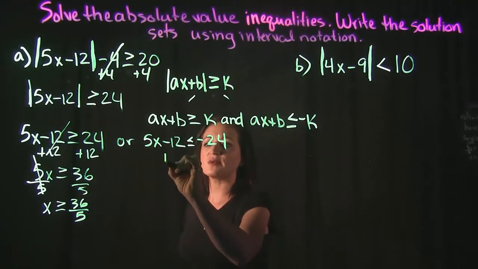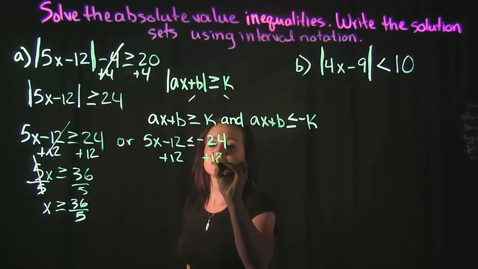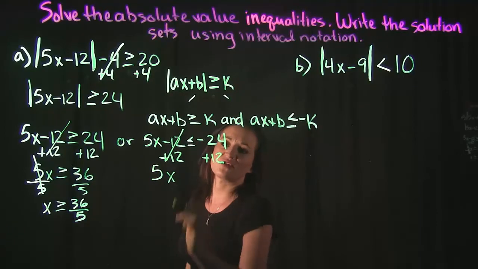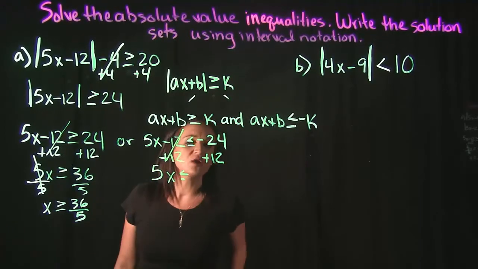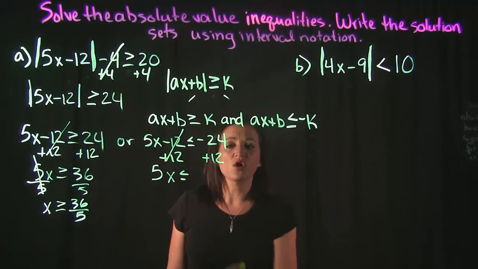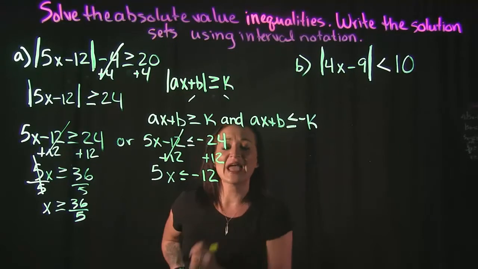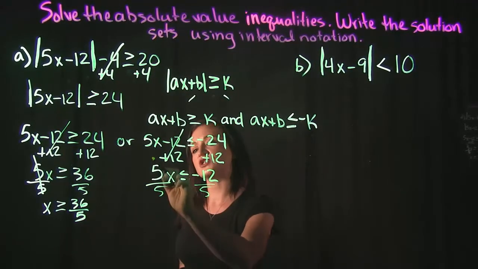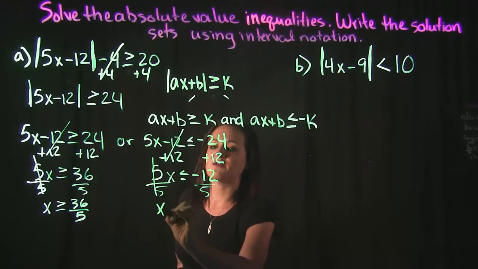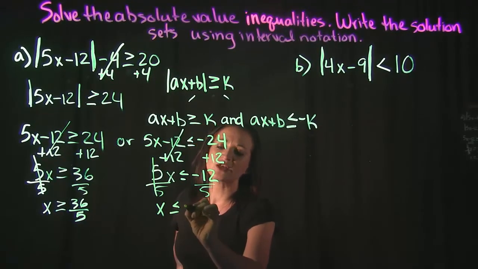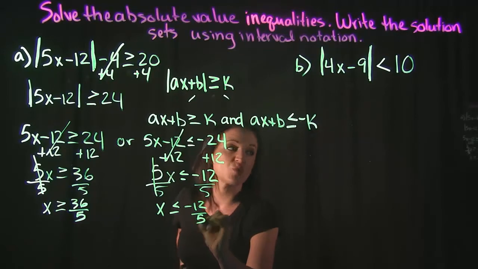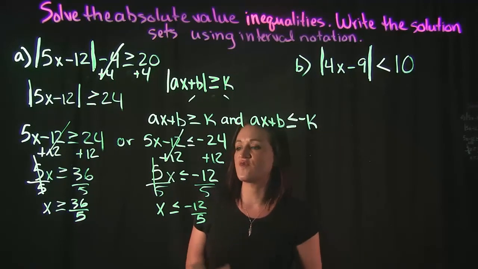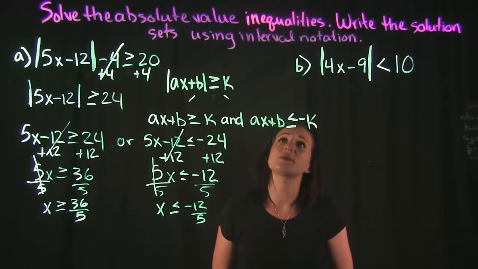For this one here, we would start by adding the 12 to both sides. Negative 12 plus 12 is going to cancel, so we drop down the 5x, less than or equal to negative 24 plus 12, which gives us negative 12. And then we have to divide out our coefficient. So we're dividing both sides by 5 to get x is less than or equal to negative 12 fifths. So these are our two solutions for this particular problem.